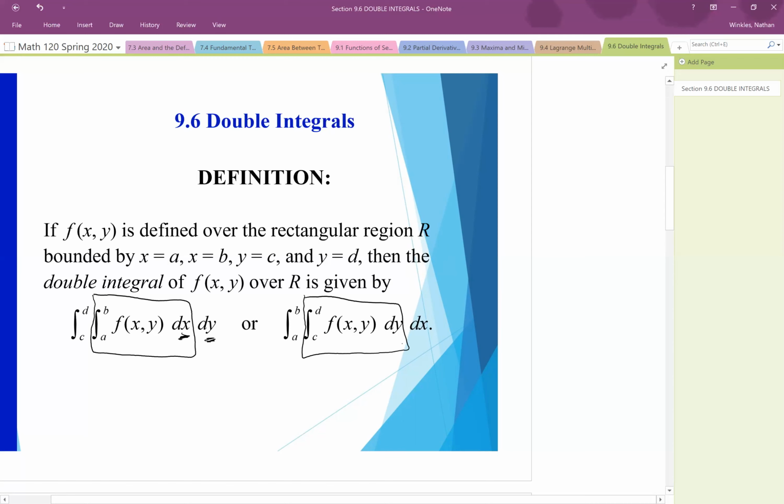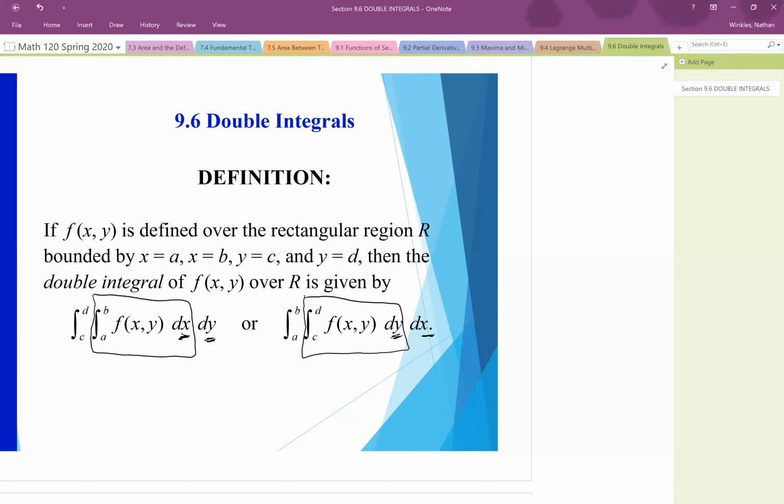On the second one over here, we would integrate f of xy between c and d with respect to y. Then we would integrate that answer, after using the fundamental theorem of calculus, with respect to x, and we would integrate that inside the limits between a and b.